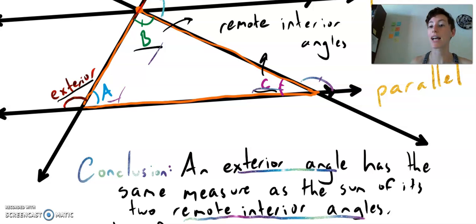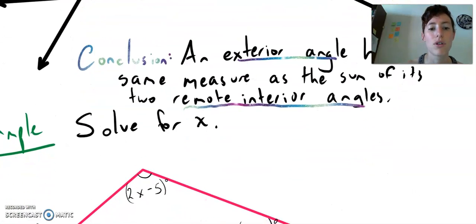We have exterior angle, exterior exits the triangle, outside of the triangle, and the interior is on the inside of the triangle, and remote meaning far away. So let's put this to work. We have two examples to go through.